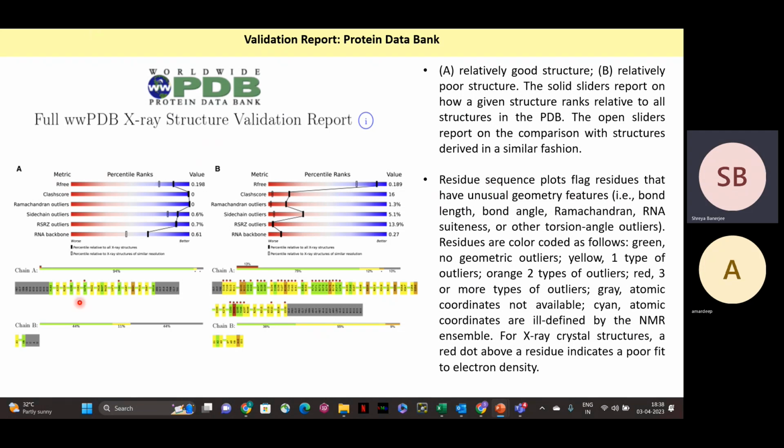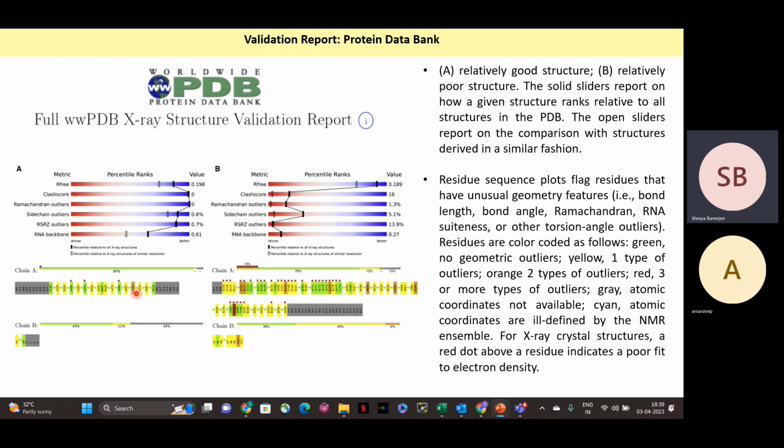So here you have another comparison, this is comparing the whole structure with other structures. But if you want to see a residue-wise validation, then a residue sequence plot is also available, where any residue which has unusual geometry is color-coded. So the residues which are green mean that they are perfectly fine. They are not outliers.